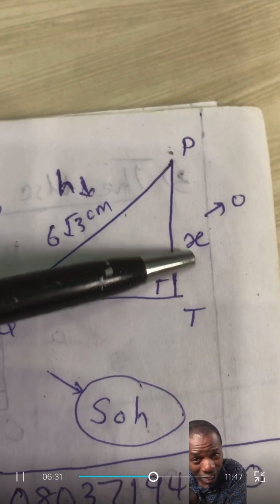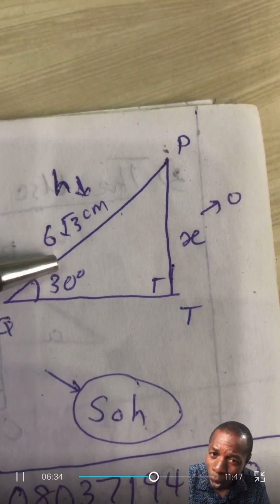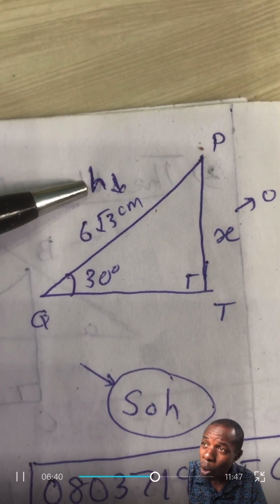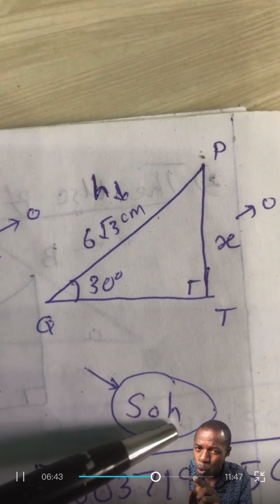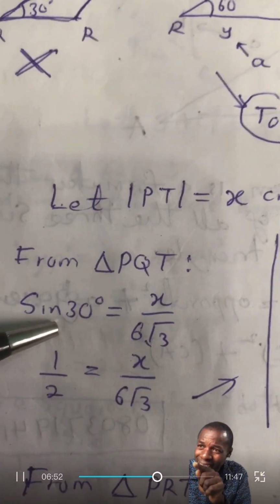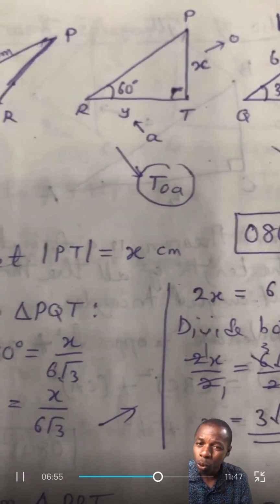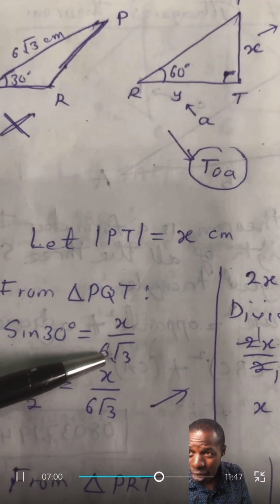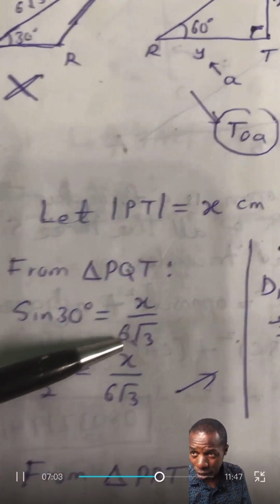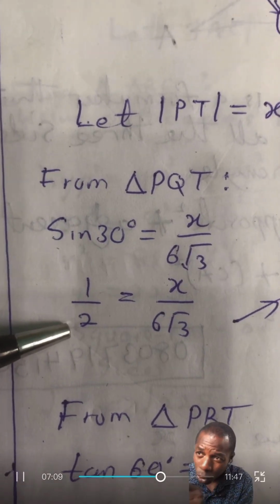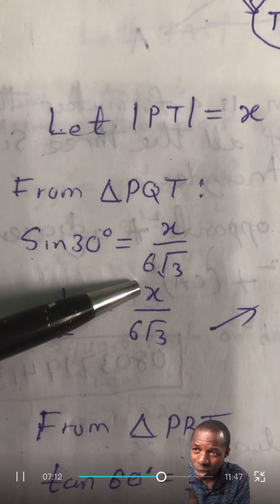So we are using the known value to find the unknown value. Of course, the unknown value is x. So if you are using 6√3 to find the value of x, x is O and 6√3 is H. So O and H, we can find that in SOH. So we are making use of sine to find the value of x. Sine 30 degrees is equal to opposite, and the opposite is x, over hypotenuse, and the hypotenuse is what? 6√3. Now sine 30 in fraction is 1/2, is equal to x over 6√3.